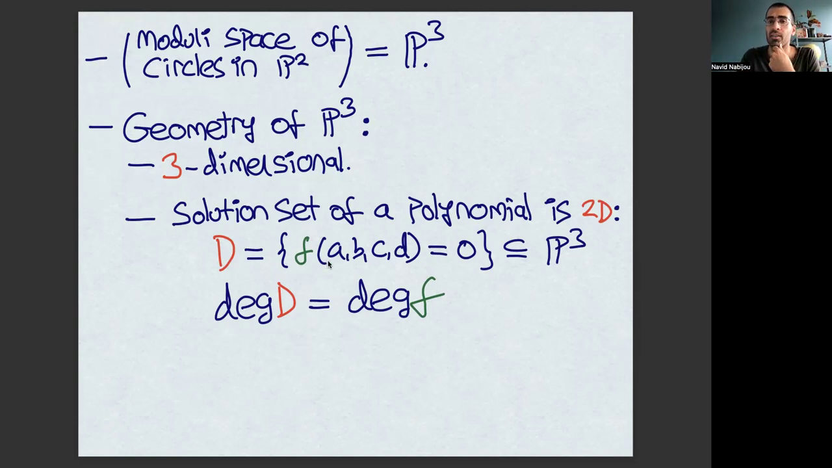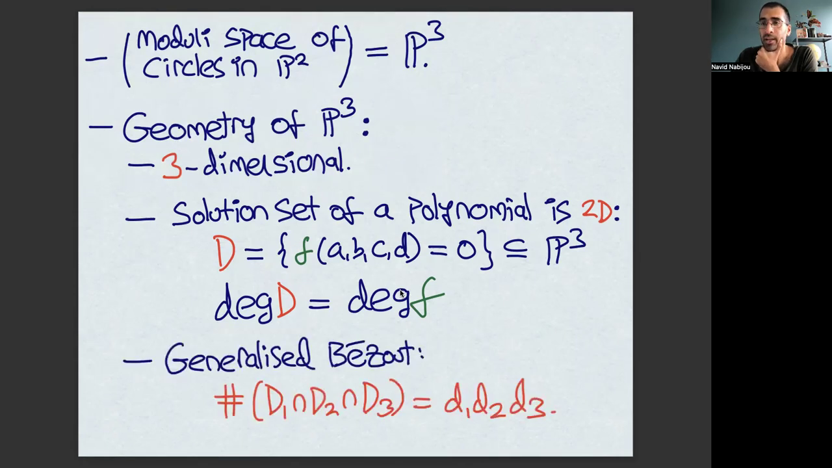I take a polynomial in the coordinates on my P3. If I have that polynomial f, I can look at its solution set and I get some subset of P3. But since P3 is now 3-dimensional, this solution set will be 2-dimensional, because one equation cuts down the dimension by 1. So these are 2-dimensional things living in P3. They're not curves anymore, but hypersurfaces, surfaces in P3. And the degree of one of these will be the degree of that polynomial.